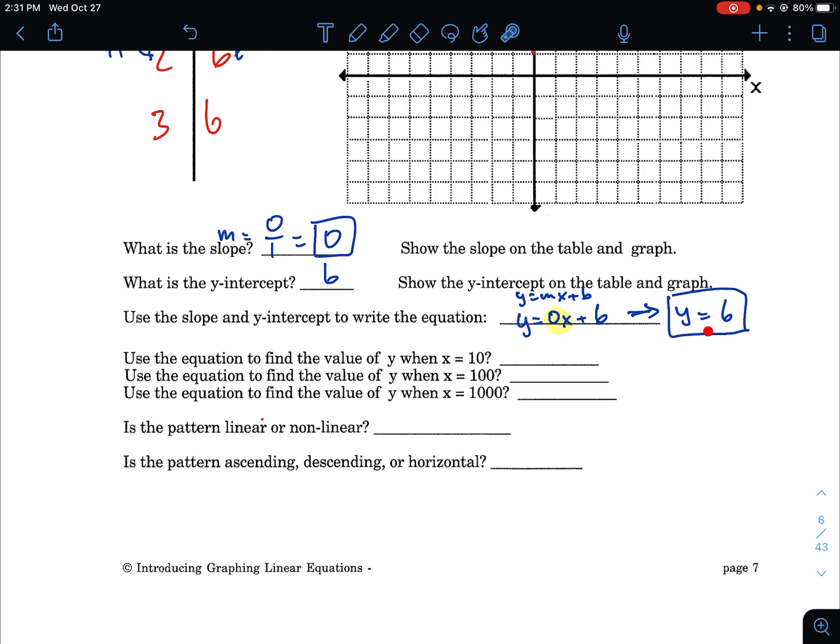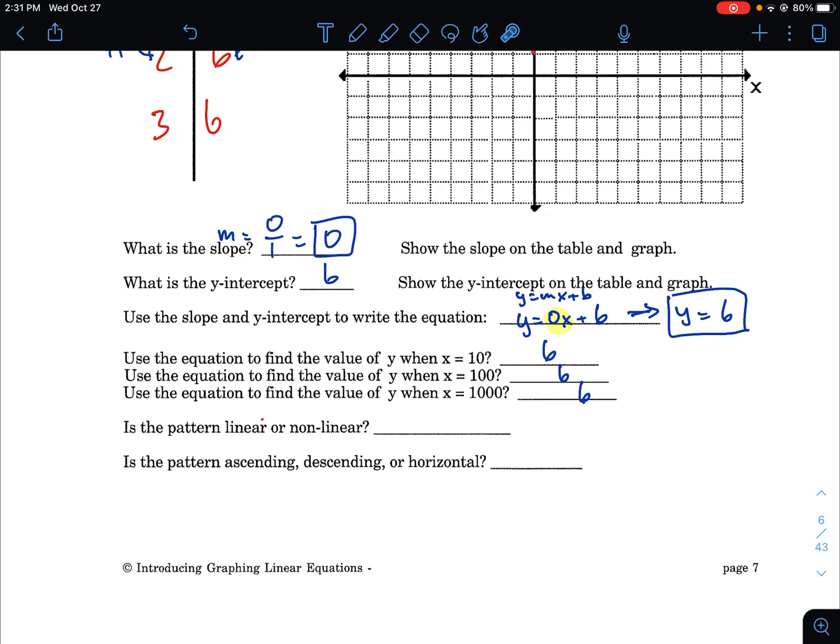So if we use our equation to find the value of y when x equals 10, well, when x equals 10, there is no x, therefore y is just 6. So when x is 100, it's 6, and when x is 1,000, y is still 6, because x does not affect anything on this at all, because it has a slope of 0.